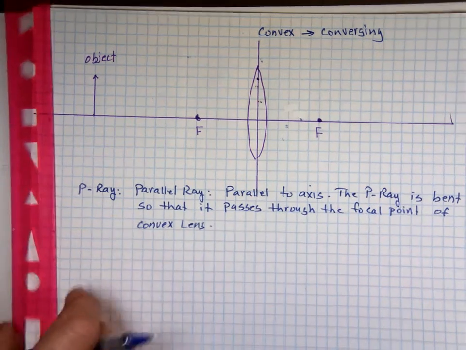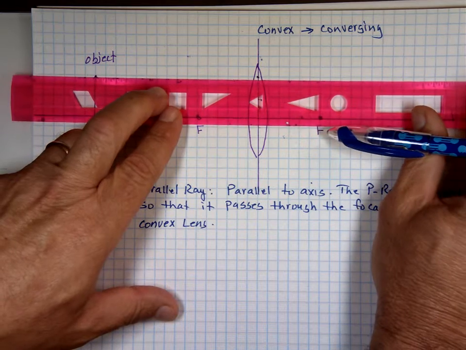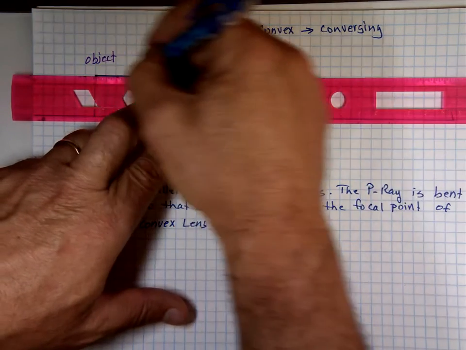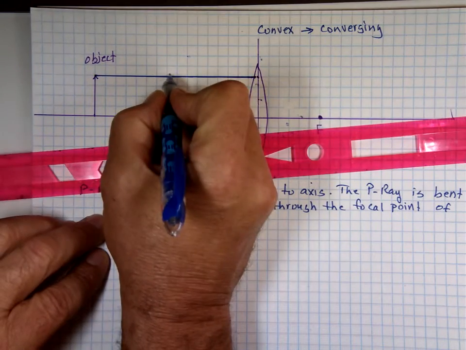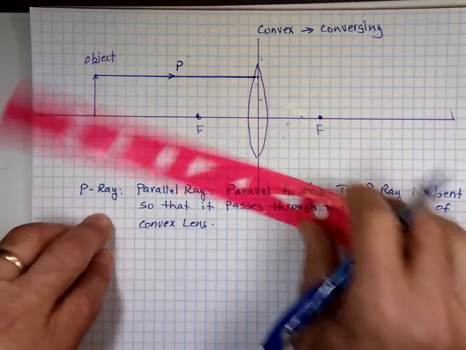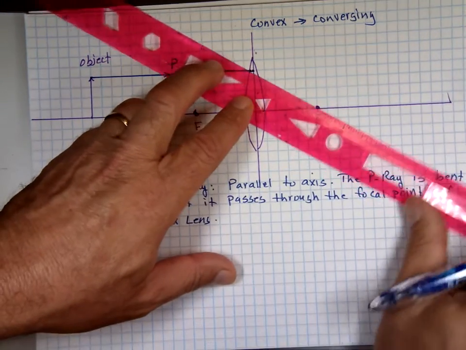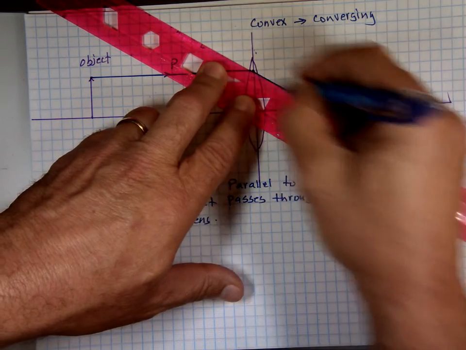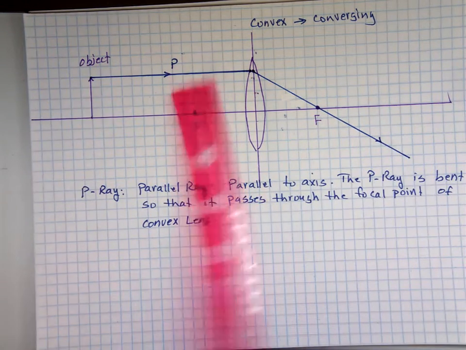So here's what's going to happen. The P ray is going to go through the focal point right there till it hits that line up and down. That's the P ray. It's going to bend going through the focal point, bent in that direction. That's the P ray.